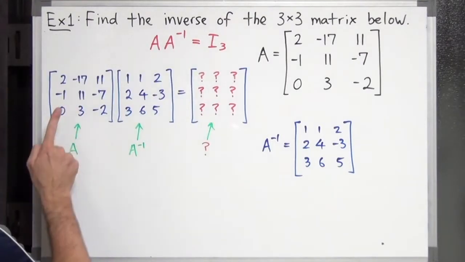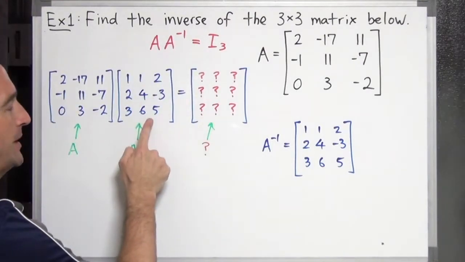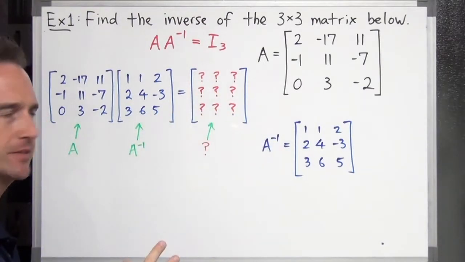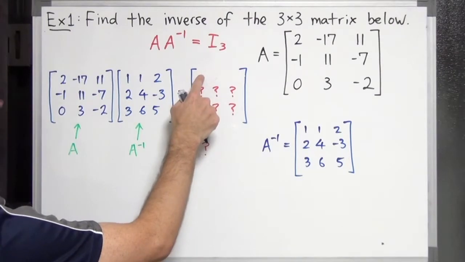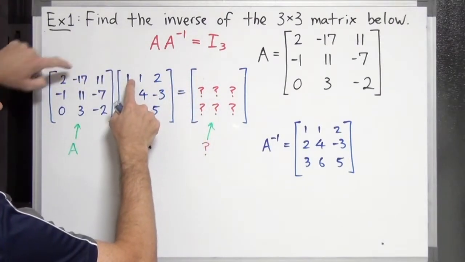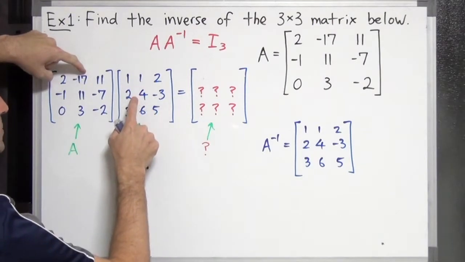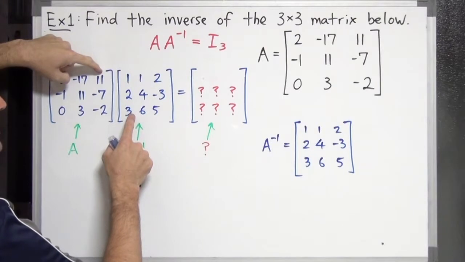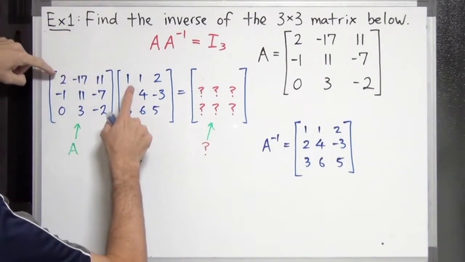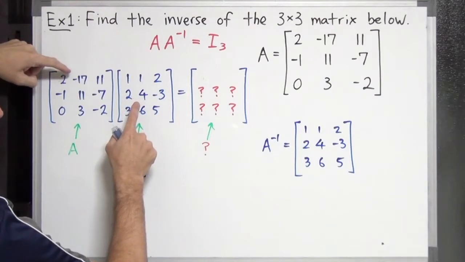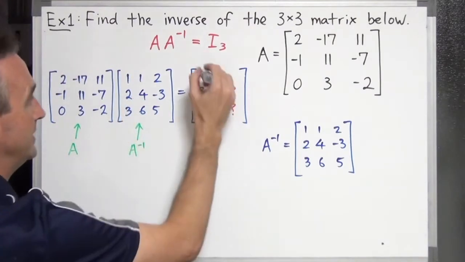Okay, so the original matrix times the inverse matrix, will that equal the identity matrix? Let's give it a shot. So finding this first entry here, okay, the first row and the first column. 2 times 1 is 2. Negative 17 times 2 is negative 34. 11 times 3 is 33. So 2 minus 34 is minus 32, plus 33 is 1.